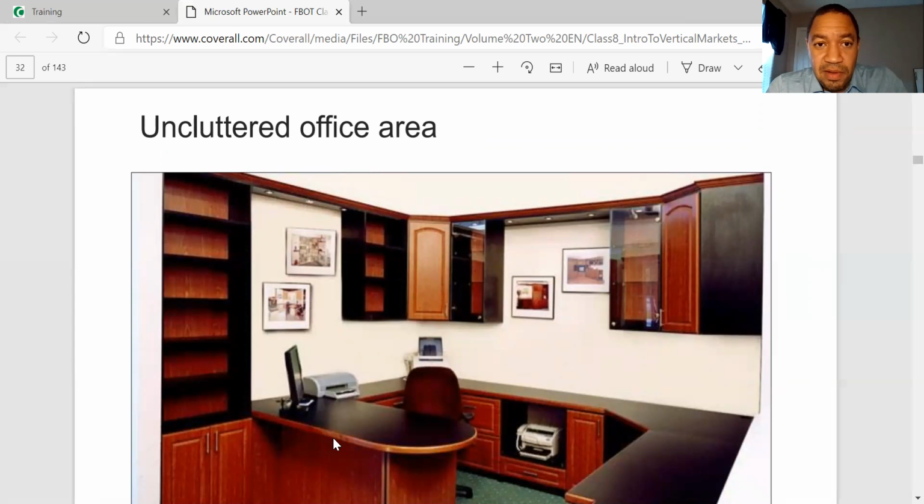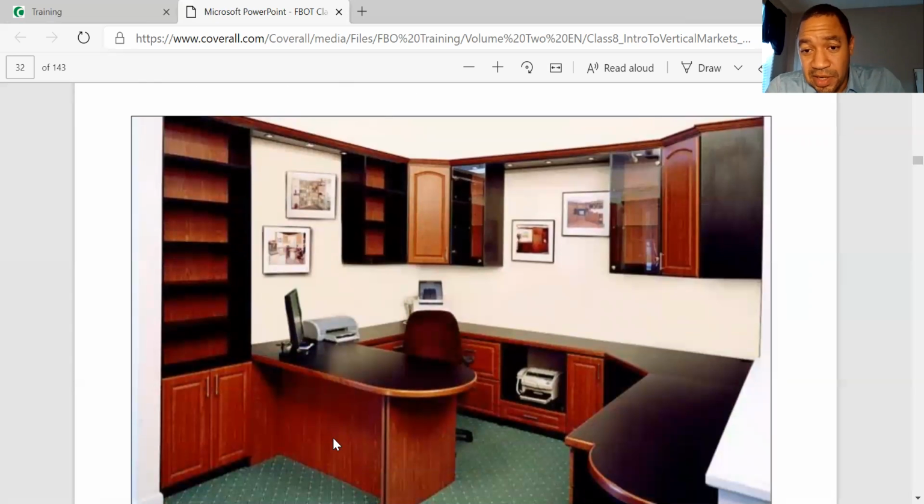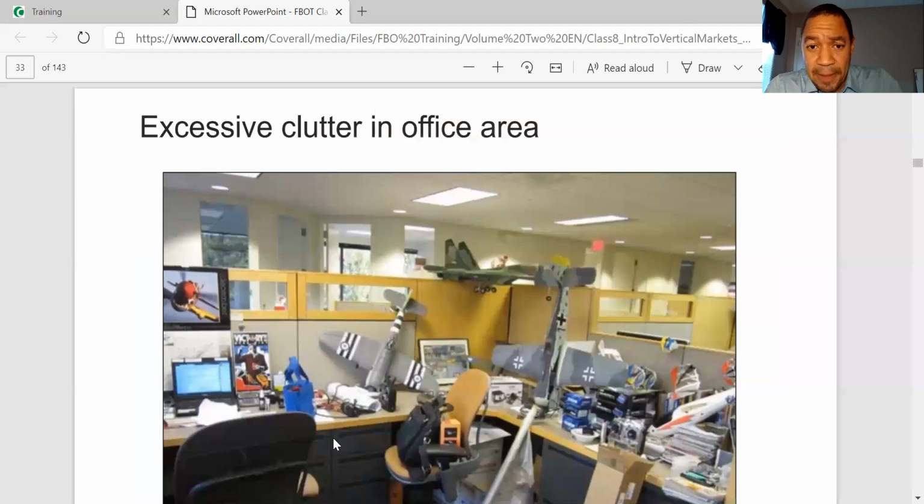Here's another uncluttered office area. This is an easy clean. Whoever cleaned this office would enjoy coming in here to clean it after this person, because there's really nothing obstructing them from getting right to the surfaces.